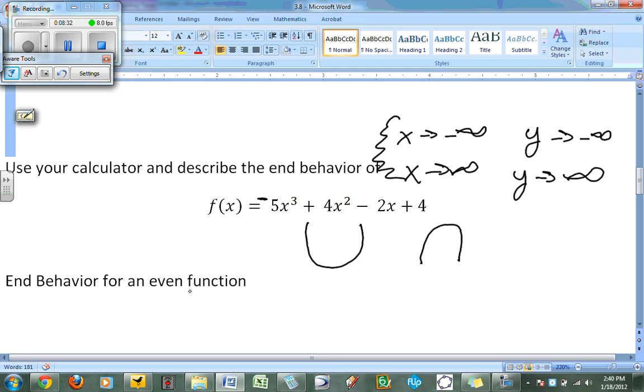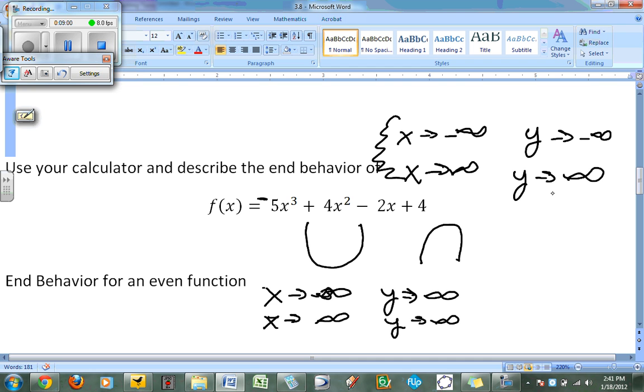But if we're looking at the end behavior of our graph that we had, we would say as x approaches negative infinity, y approached positive infinity. And as x approached infinity, so as x got bigger and bigger on the positive side, y approached positive infinity as well. So that's what end behavior is. We're looking at the very end of the graph.